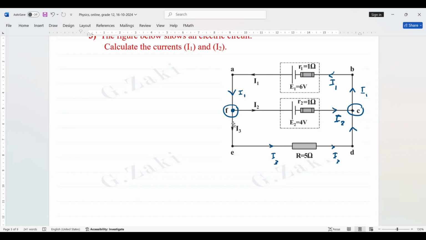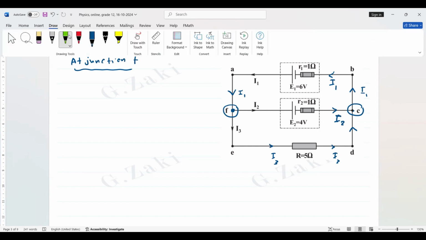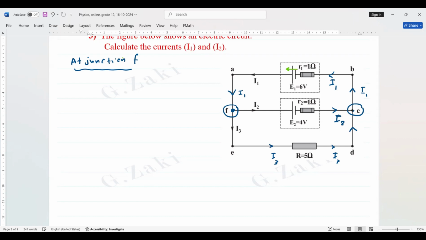Now, at junction F, we have to put the direction of electron flow. The direction of electron flow is separate from the direction of the loop. So this is the direction of electron flow. This is the direction of electron flow. For the junction, it is Kirchhoff's first law, but we just put this here.